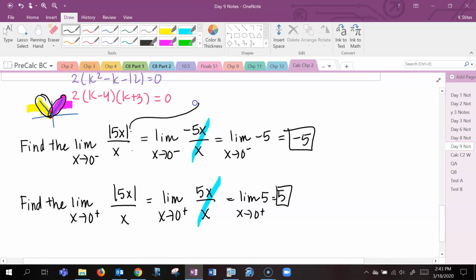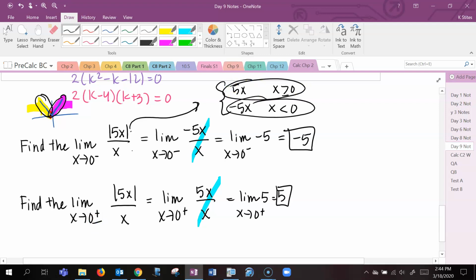Okay, so again, the basic idea here is that you have 5x as x is greater than 0, and you have negative 5x as x is less than 0. That's why when you're approaching 0 from the left you're dealing with this branch, and from the right you're dealing with this one. Okay, there you go. Hooray!